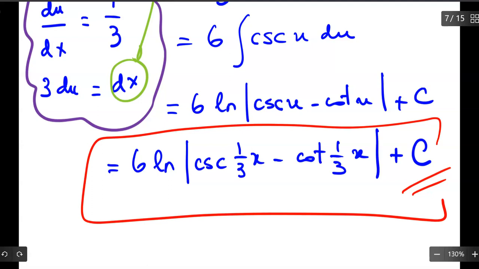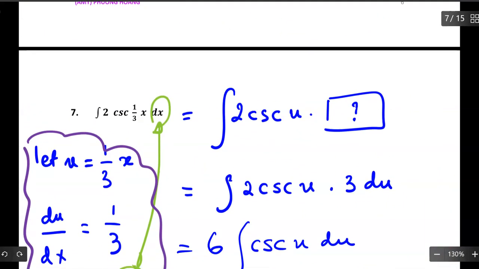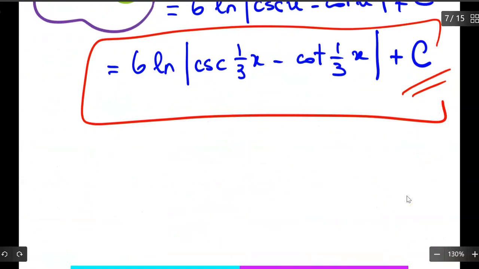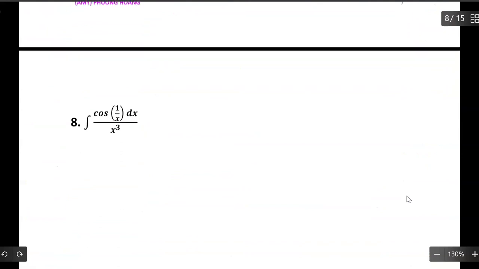Okay, this one is actually quite simple. Just see what formulas you can apply for this. There's a formula for cosecant, so this argument of cosecant will become your u. Alright, so let's move on to question number 8.